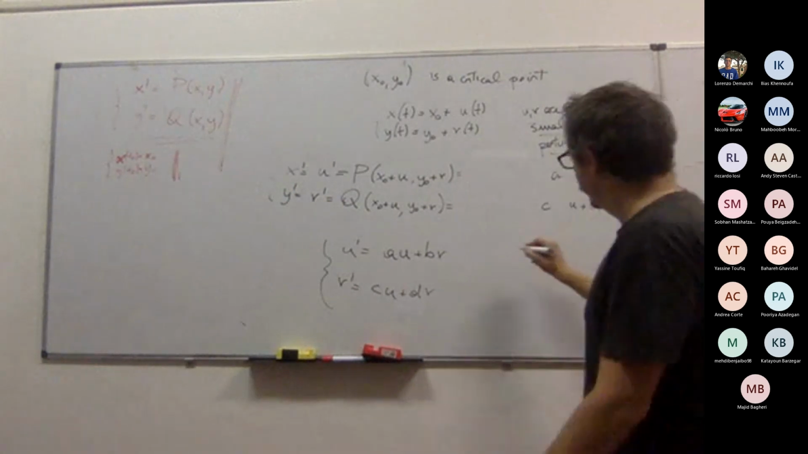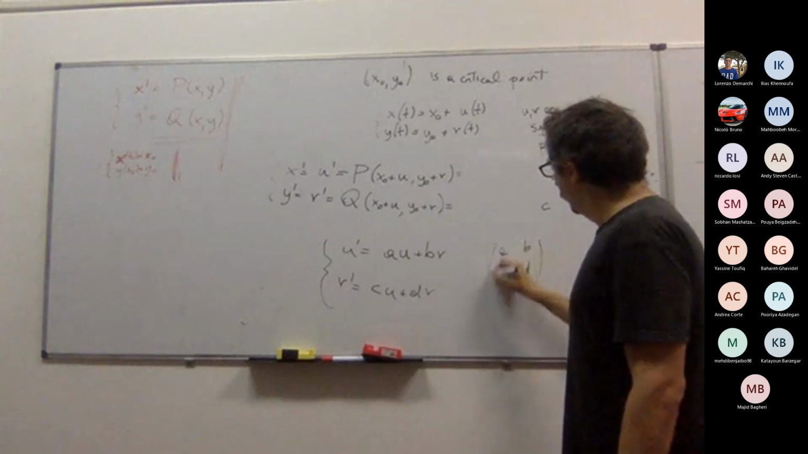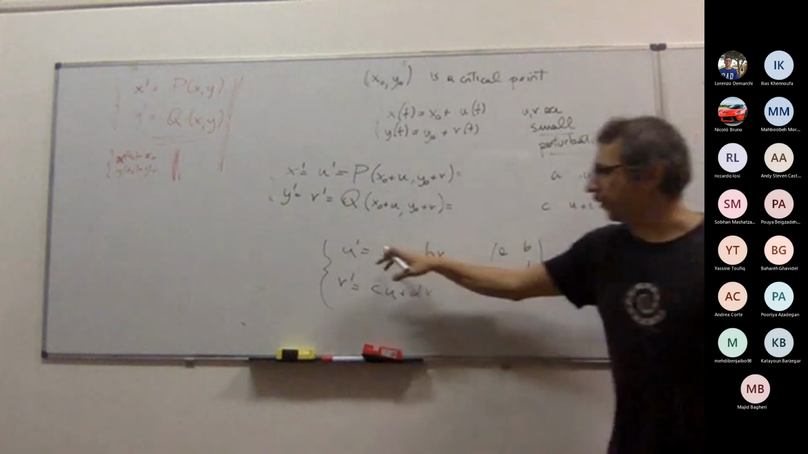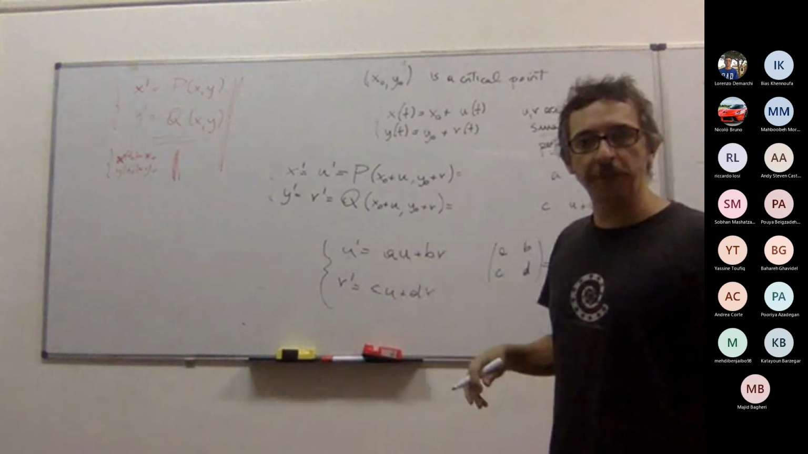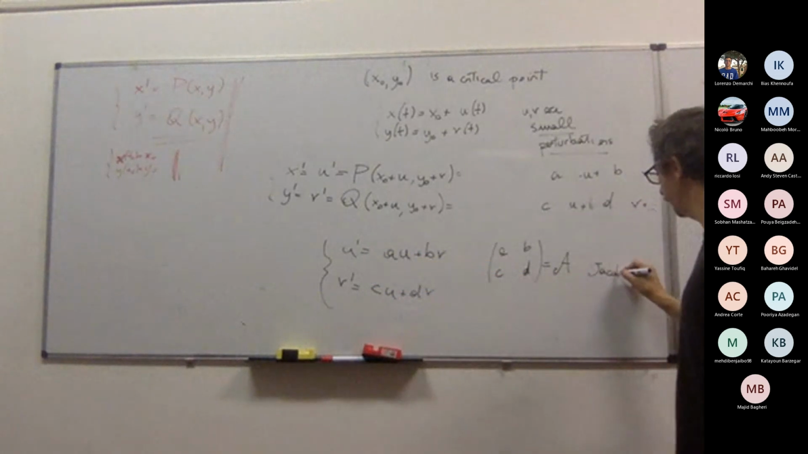Now, in particular, the matrix of these coefficients, so the matrix of A, B, C, and D, and the coefficients of this system, is what is called the Jacobian matrix.